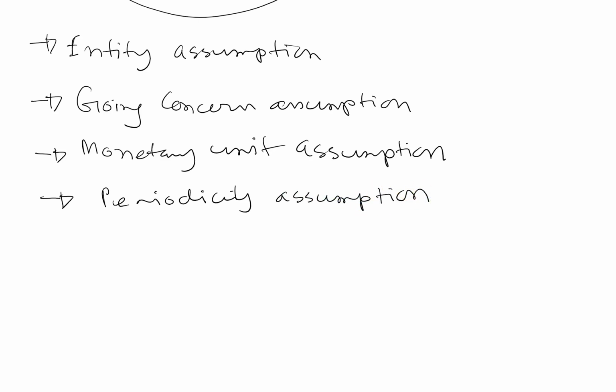Periodicity assumption means that all economic activities can be divided into some meaningful time periods, and we usually produce our financial statements for a fiscal year. This is one meaningful period. Sometimes we can also split it to meet regulatory criteria, for example, quarterly reports. Another basic assumption is the measurement assumption, and this assumption discusses the measurement of assets and liabilities. So this is called the measurement principles.